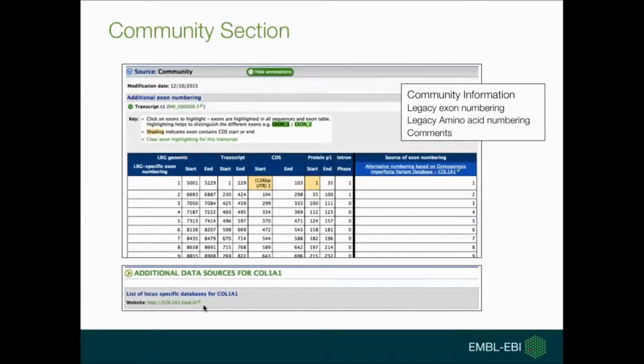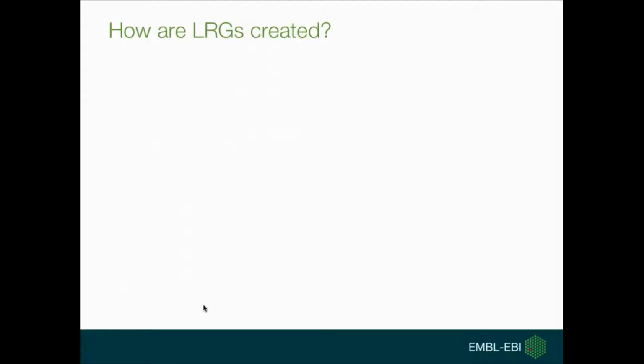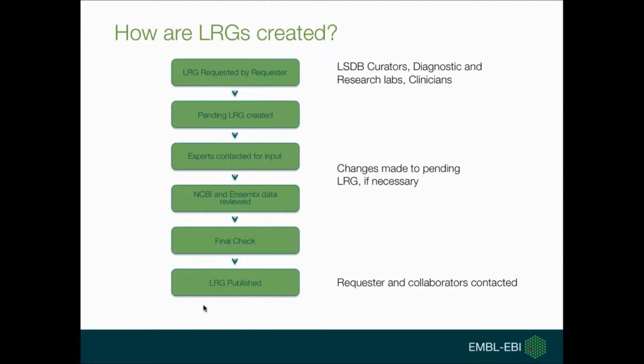COL1A1. The third section of the presentation: how are LRGs created? Well, LRGs are created by consensus with the community. First, an LRG is requested by a requester, and the requester can be an LSDB curator, diagnostic and research laboratories, or a clinician. Once an LRG is requested, a pending record is created.